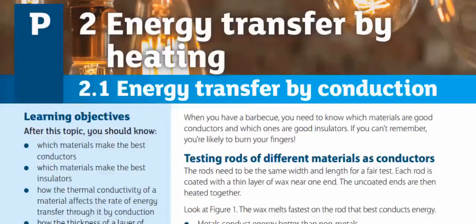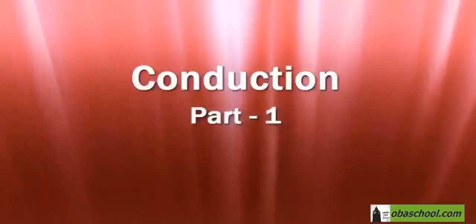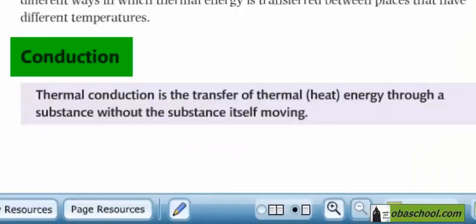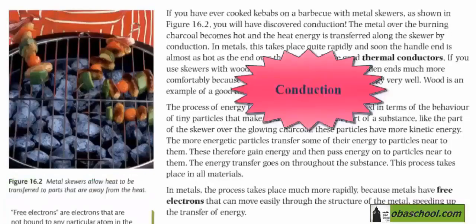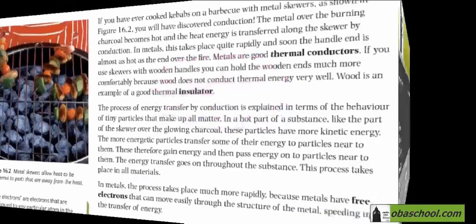Let's move to the next chapter in the GCSE Physics, Energy Transfer by Heating. We will start with energy transfer by conduction. Thermal conduction is the transfer of thermal or heat energy through a substance without the substance itself moving. For example, metal skewers allow heat to be transferred to parts that are away from the heat. This is what we call conduction.